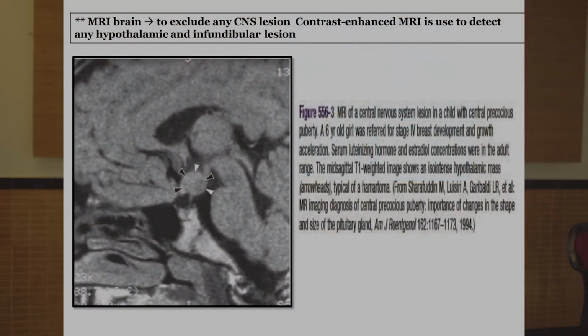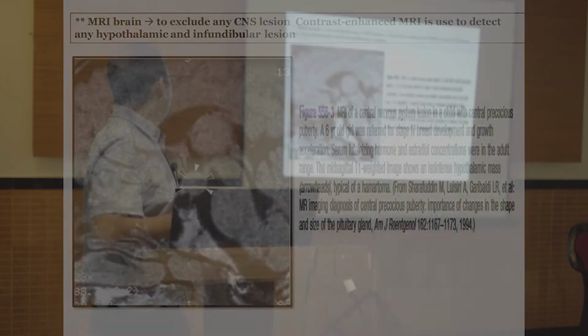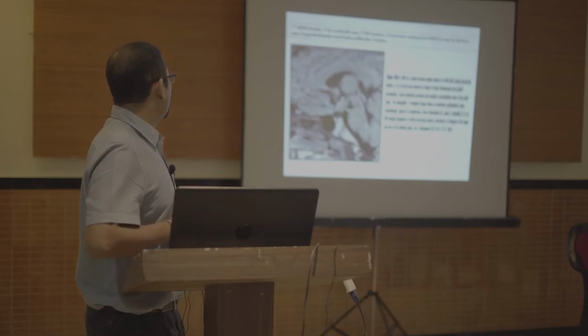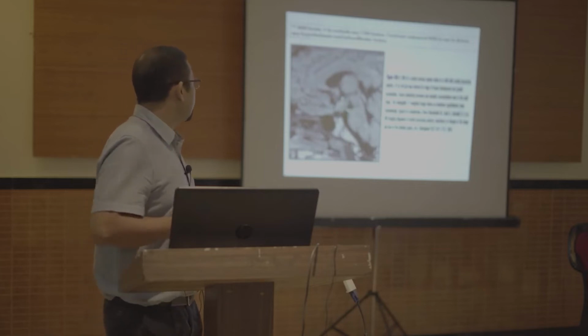We can see here, at the level of the pituitary gland, there is a lesion in a child with precocious puberty. The child is 4 years old, with stage 4 breast development, and the LH and E2 levels are in the range of GDPP. This is the T1 image, and since it is an isolated lesion, it is likely to be a hamartoma as the location is typical for that.